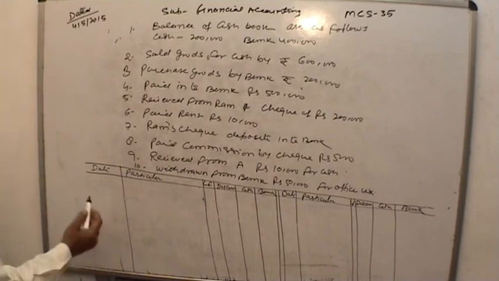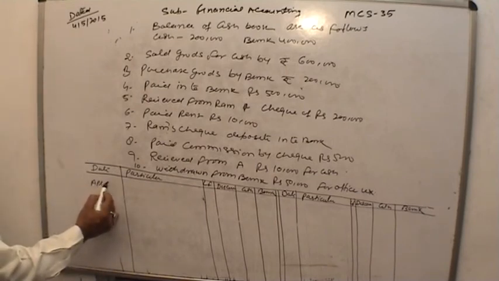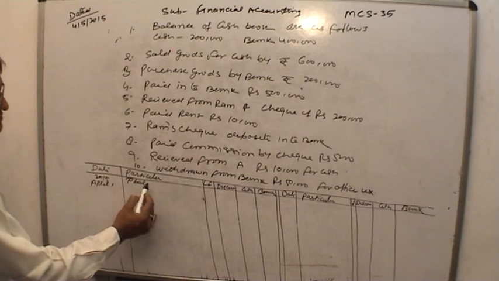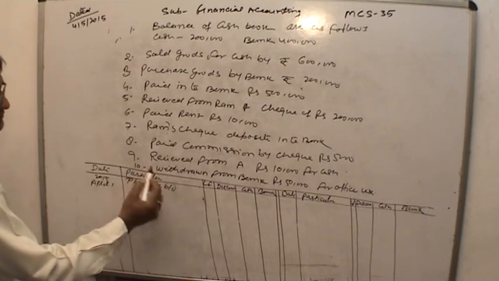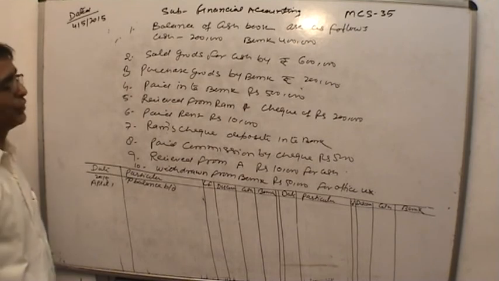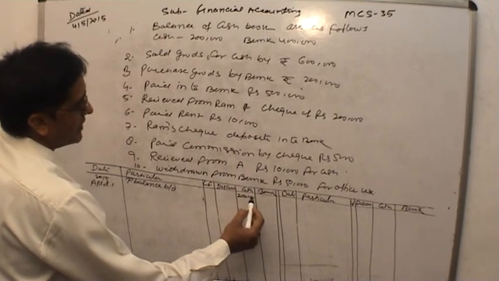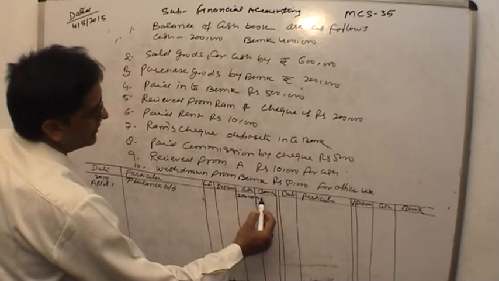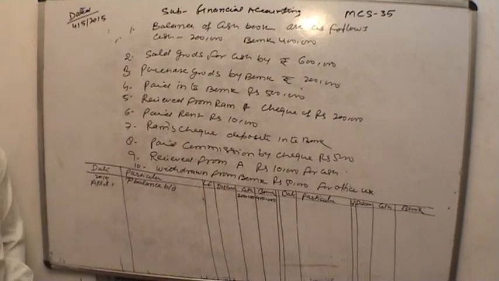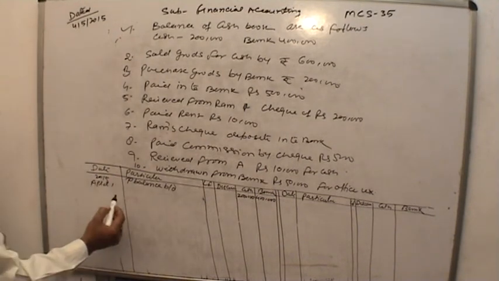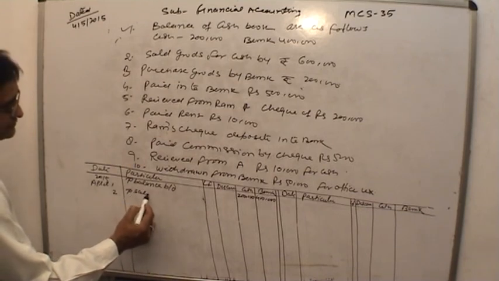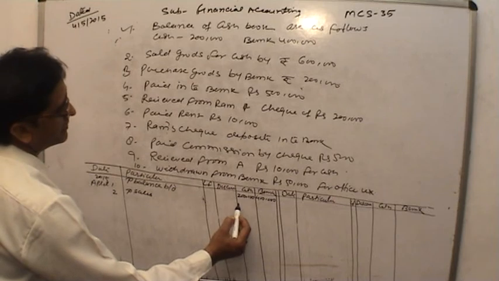Now transaction number 1, April 1st, 2015, to balance b/d, brought down, 2 lakh in cash and 4 lakh in bank. Only one entry is passed. Then second, sold goods for cash by rupees 6 lakh. So, second, to sales rupees 6 lakh by cash.